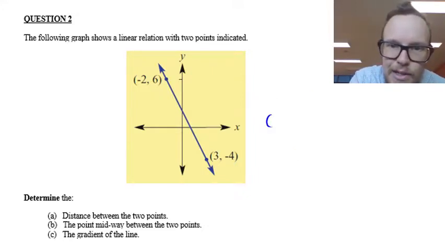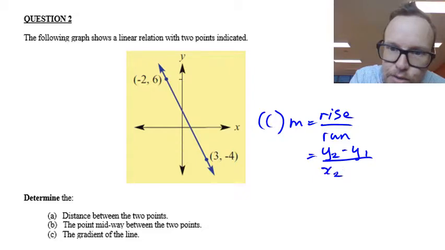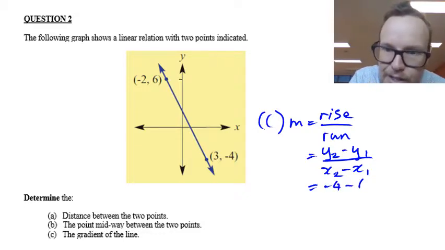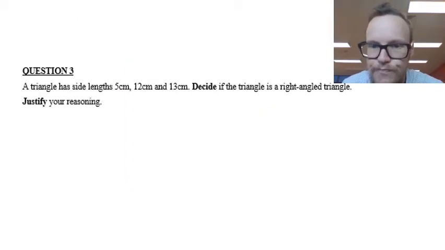Lastly, C, the gradient of the line. We know the gradient is rise over run. So the rise that we have is, or we can say delta y over delta x, y2 minus y1 over x2 minus x1. So the difference between the y values, we've got negative 4 minus 6 divided by 3 minus negative 2, and I get negative 10 over 5, which is equal to negative 2 as my gradient there.